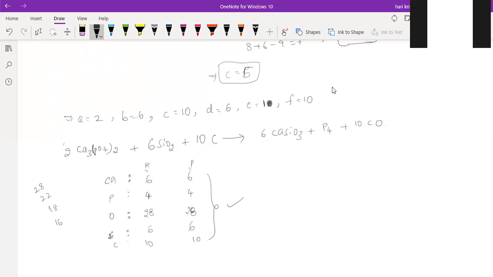So there is a cross-check way to see whether the values you got are correct or wrong. After getting this equation, just cross-check whether the number of atoms on the reactant side and the product side is the same or not. If you got the same values, then it is a balanced one and the values you are getting are correct. If you are getting different numbers, then you have made some mistake.